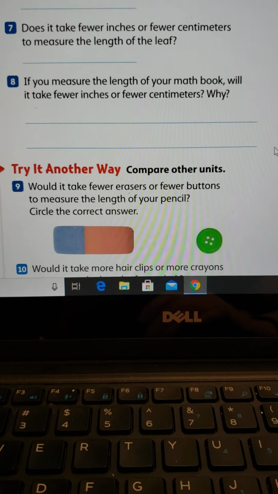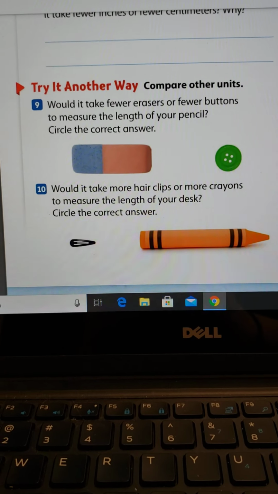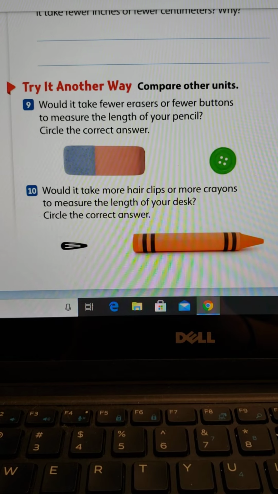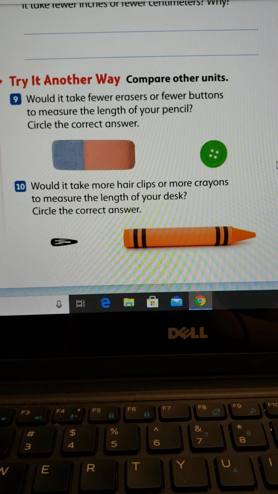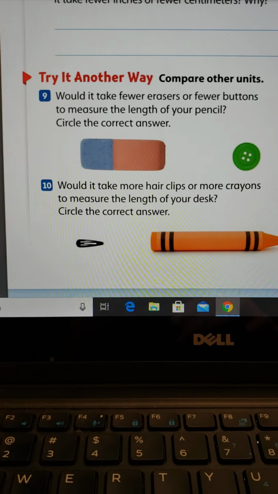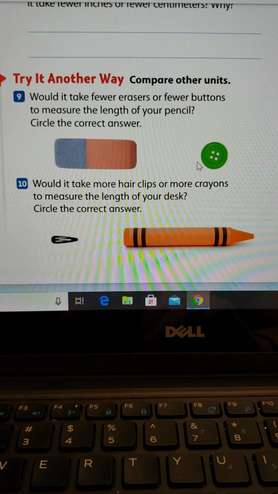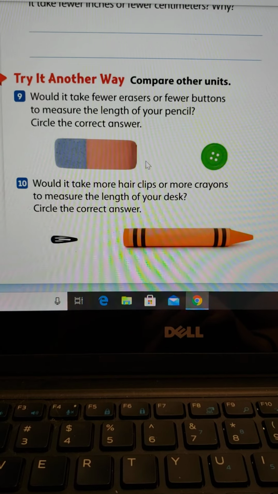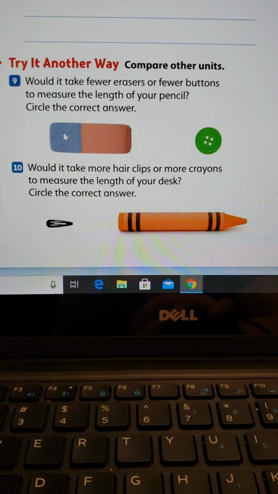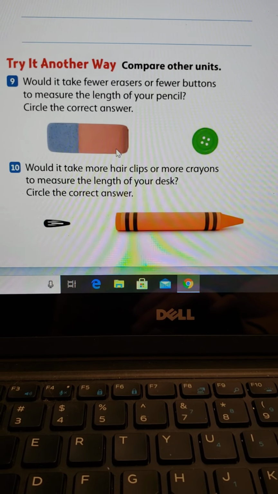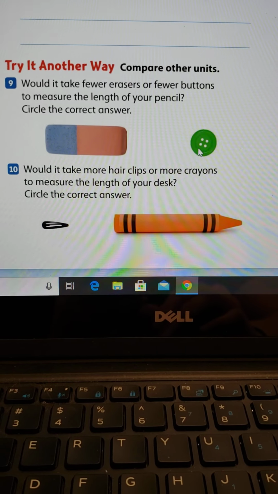Okay. If we scroll on down, these are the last two problems for today, and then you will be doing some iReady math time. Number 9 says, would it take fewer or less erasers or fewer buttons, there's our picture, to measure the length of your pencil? Oh, okay, so let's think. Here's my eraser. Remember, it's not one of those little cap erasers we stick on the end. It's this one right here. Would it take less of these to measure how long your pencil is? Or would it take less of these?